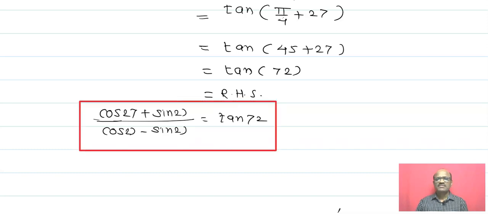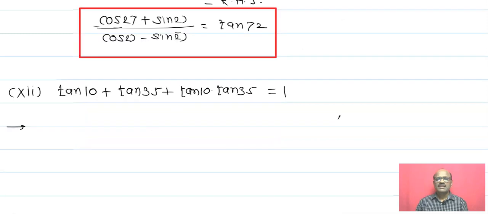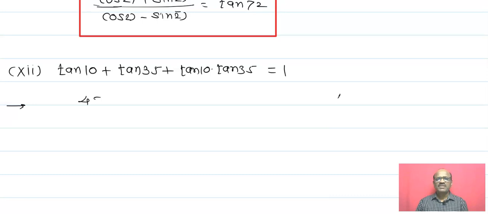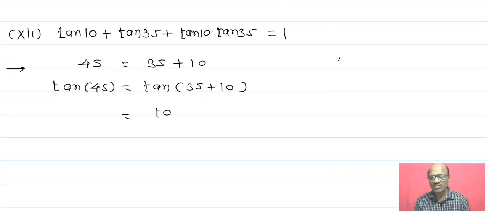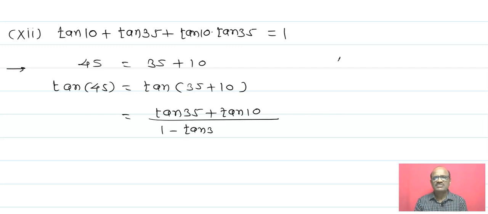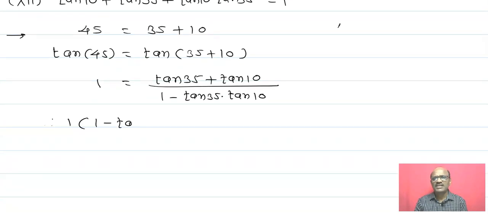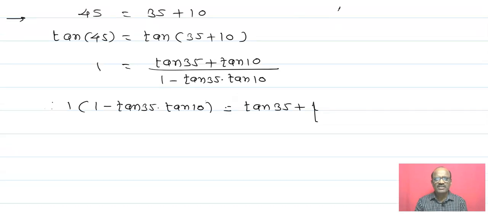Now the next example, 12th example: tan of 10 plus tan of 35 plus tan of 10 into tan of 35 is equal to 1. Again, the same type of problem here. We do not consider LHS or RHS, and this is again very simple. 45 is equal to 35 plus 10. If you see this problem, there is a 10 and 35, that makes 45. This is the key for you to remember how to solve this problem. That is, 45 is equal to 35 plus 10.